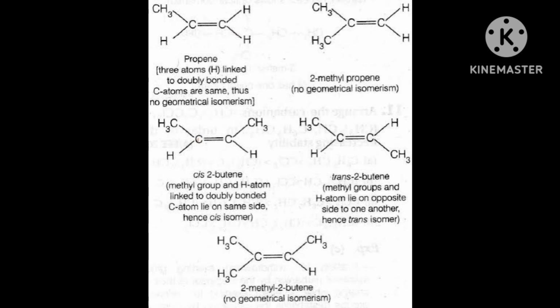It means the structure is the same, the geometry is the same, but they differ in position. Up is coming down, down is coming up. That's why they are making two types of isomers, cis and trans. Due to the different arrangement of atoms or groups in space, these isomers differ in their properties.